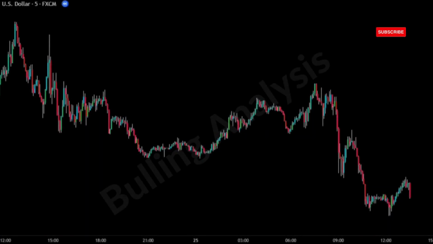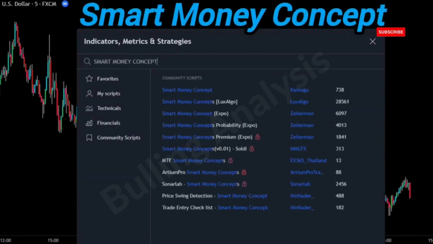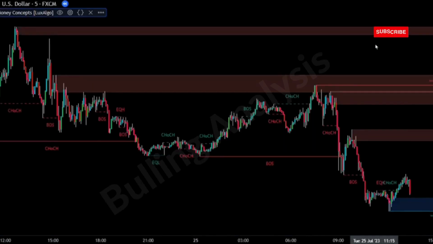Alright, folks. Get ready to learn about an awesome new indicator called Smart Money Concepts by LuxAlgo, which has claimed the top spot for perfect price action indicators.